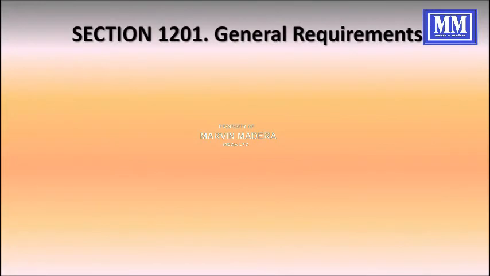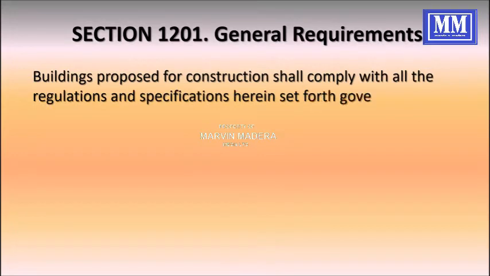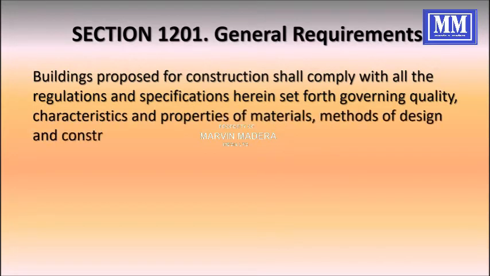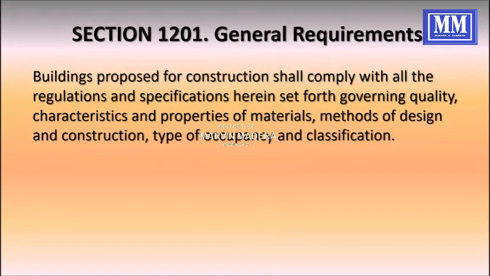Section 1201, the General Requirements. Buildings proposed for construction shall comply with all the regulations and specifications herein set forth governing quality, characteristics and properties of materials, methods of design, and construction, types of occupancy and classification.